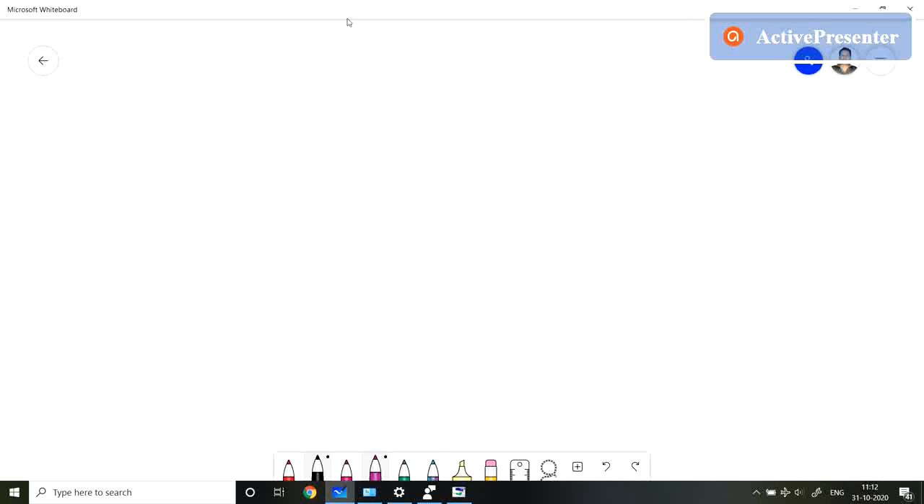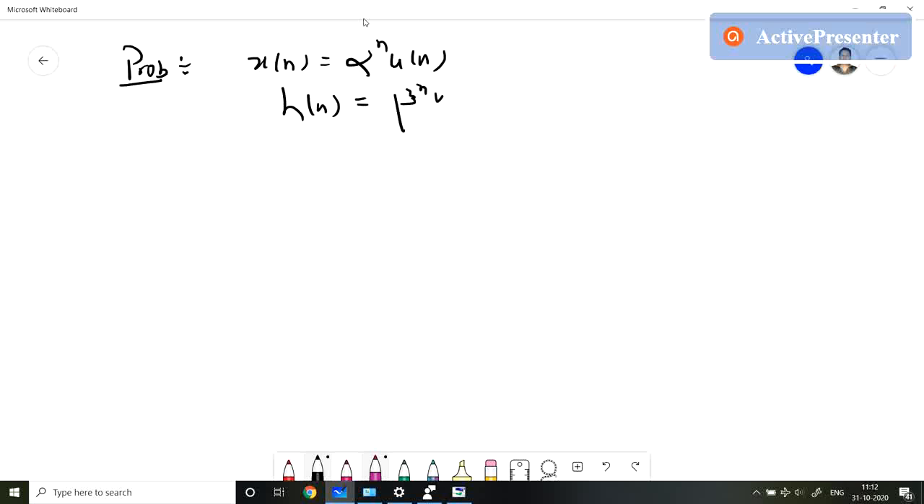Now let us do another problem. Again we have a discrete time LTI system, and the input x[n] is given, that is equal to alpha raised to the power n u[n], and the impulse response is given, that is equal to beta raised to the power n u[n]. So the question is to find y[n] by using the z transform concept.